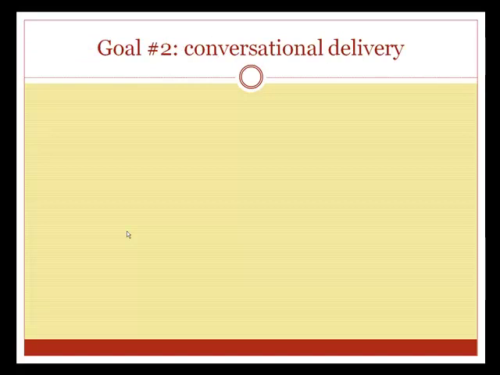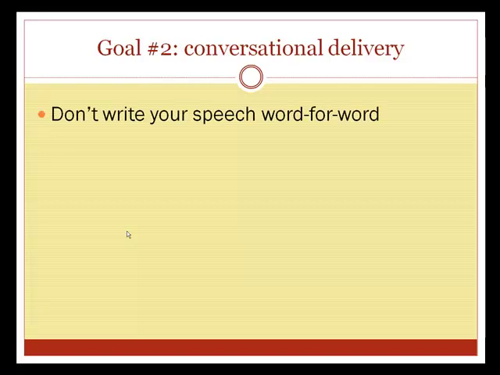Conversational delivery, you want it to feel like you're just talking to a group of friends, a small group of people, not like you're giving a formal speech. So how you achieve conversational delivery is, first of all, I do not want you to write out your speech word for word. I don't want you to come in with a whole paragraph or page filled solid with information and get up and read it. That's not speech. That's reading an English paper out loud to your class.